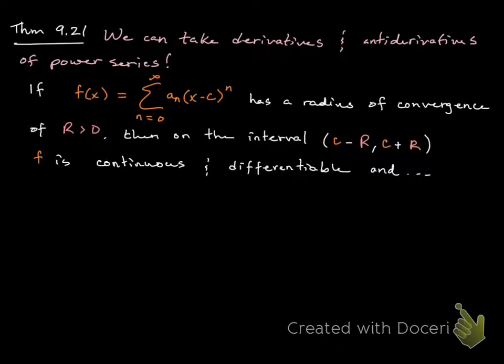Okay, so there's two things to this theorem here. One is the derivative, the other is the antiderivative. So again, this is the general form of my power series. And I think it helps to write out these terms, what you're actually working with, right?